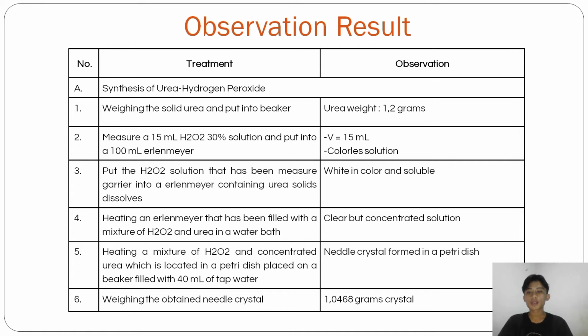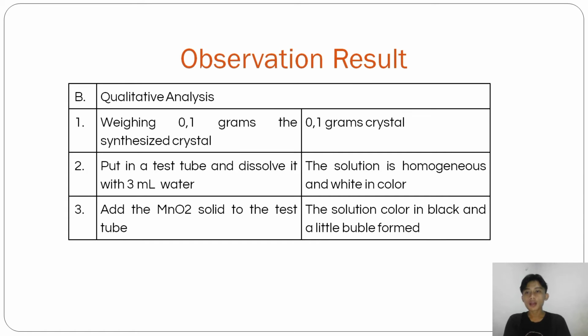Number 4, heating: the Erlenmeyer filled with the mixture of H2O2 and urea in a water bath. Observation: clear but concentrated solution. Number 5, heating: the mixture of H2O2 and concentrated urea, located in a petri dish, placed on a beaker filled with 40 ml of tap water. Observation: needle crystals formed in the petri dish. Number 6, weighing the obtained needle crystal. The observation: 1.0468 gram of crystal. The observation result: E. Qualitative analysis.